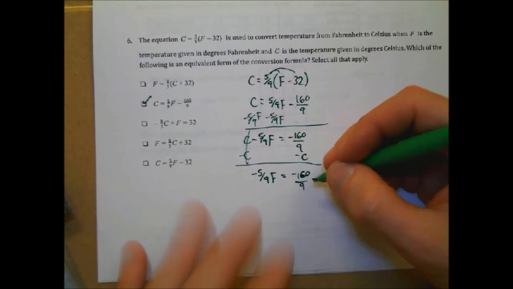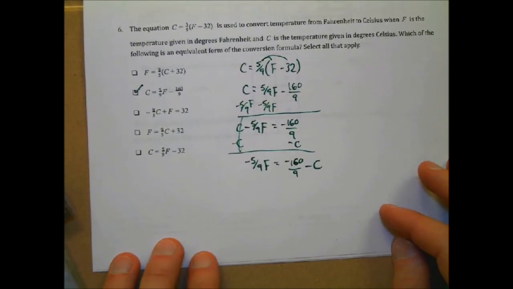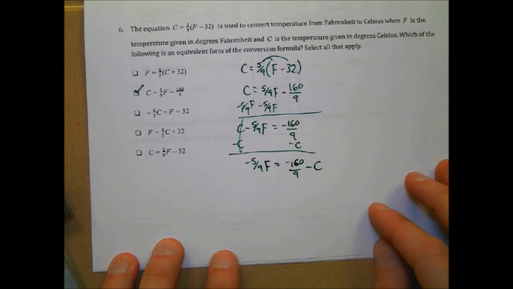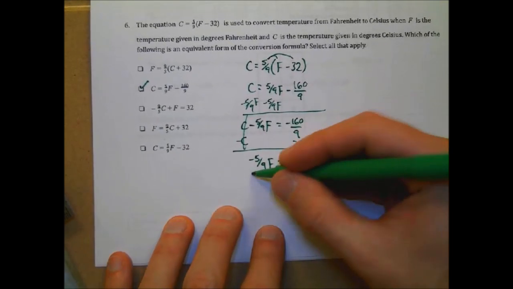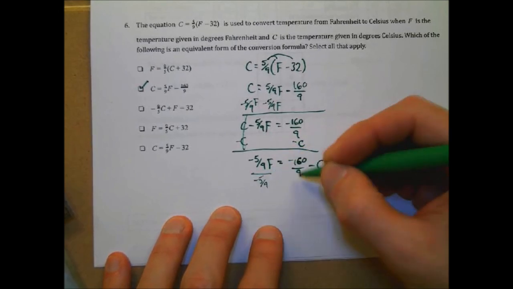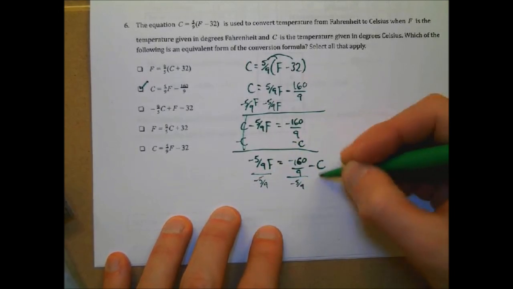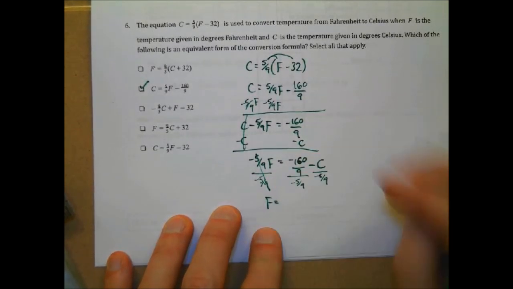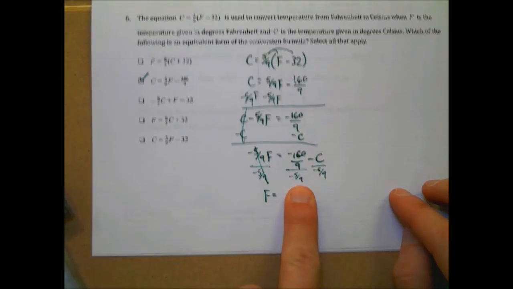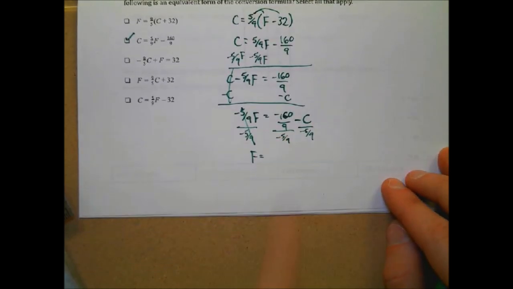Okay. And then what? What can we do here now to get the F by itself finally? Divide by negative 5/9. Yeah, divide by negative 5/9. So divide that, divide that, divide that. Okay. So if you're going to type this in your calculator, make sure you use parentheses here. Okay, so I'll show you how we're going to type that into our calculator.